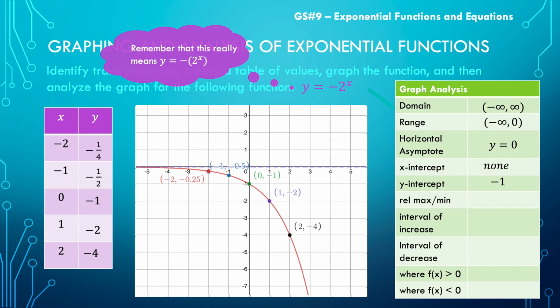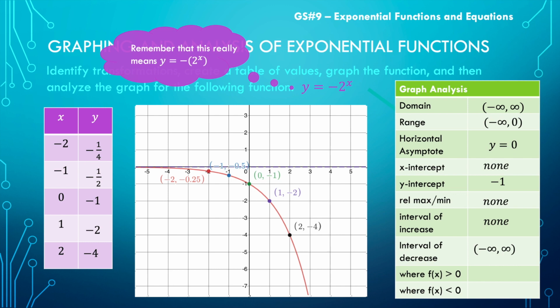Is there a relative max or min here? Does this graph change from increasing to decreasing anywhere? And the answer to that is no. This graph is always decreasing, so there's no relative max or min. And we kind of just answered the next question, really. What is the interval of increase? Where is this graph increasing? And it's not, but it is decreasing everywhere it's defined. So we can say the interval of decrease is negative infinity to positive infinity.